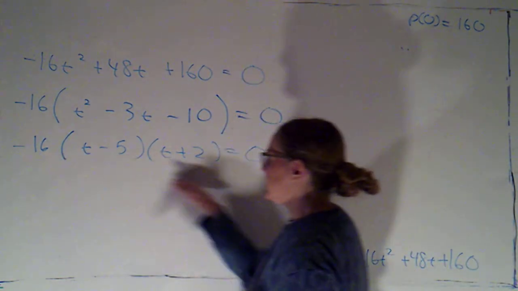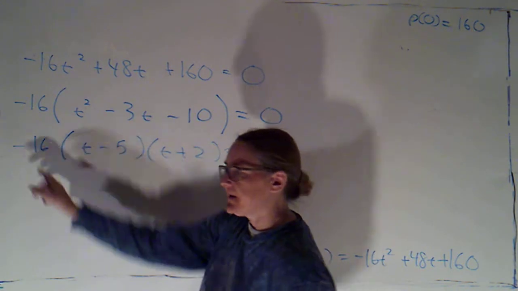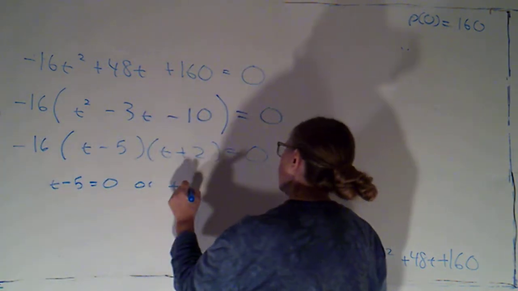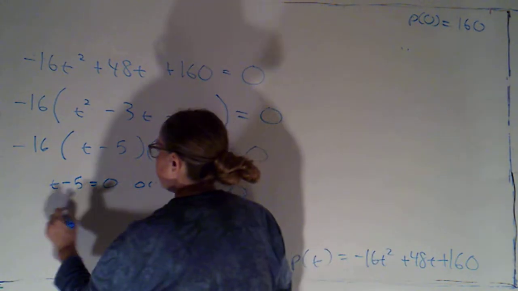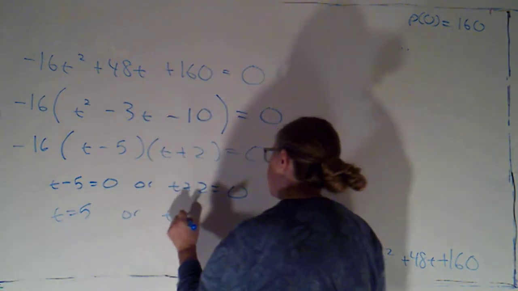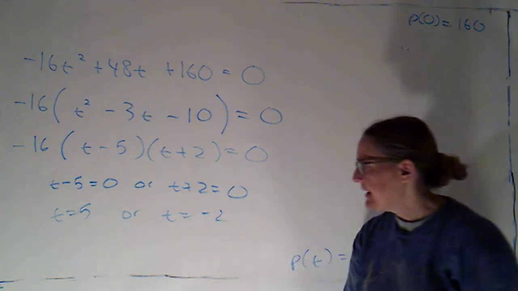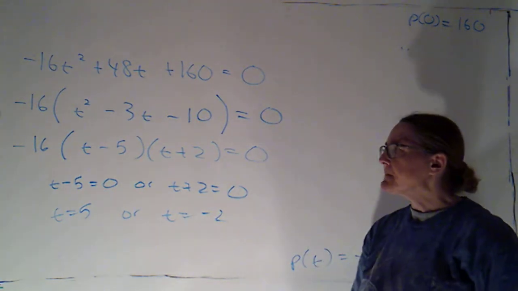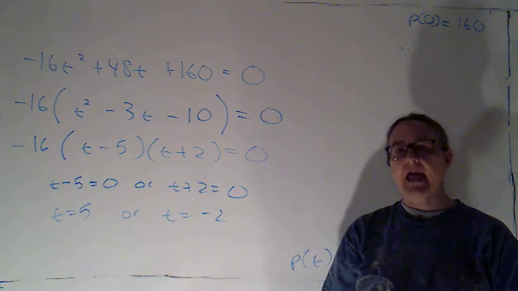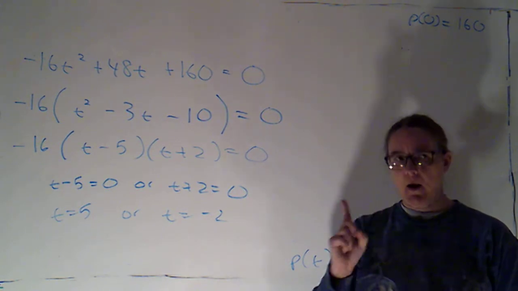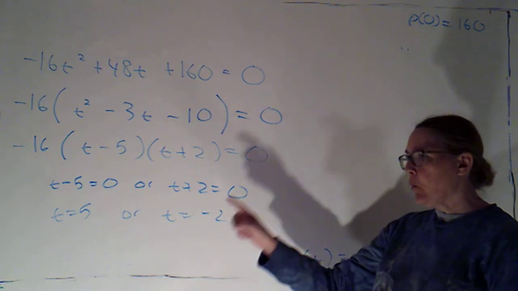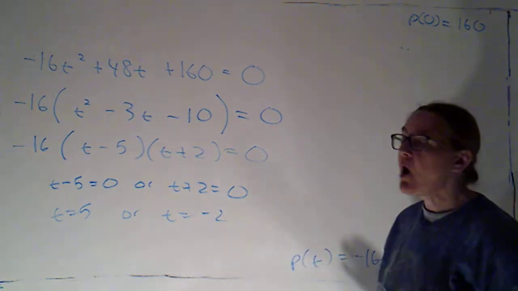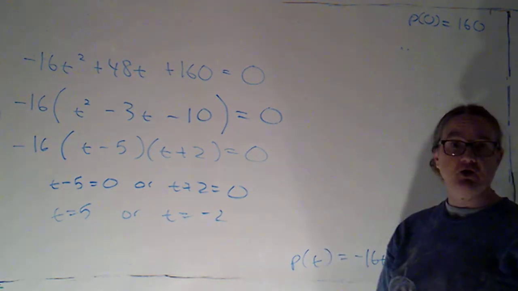So one of these things is 0. It's obviously not the negative 16. So either t minus 5 is 0 or t plus 2 is 0. So either t is equal to 5 or t is equal to negative 2. Now at this point we have to turn on our common sense just a little bit. How many times is the object going to land? Once. So we were looking for one time. So only one of these is the right answer. One of these is what we call an extraneous solution.